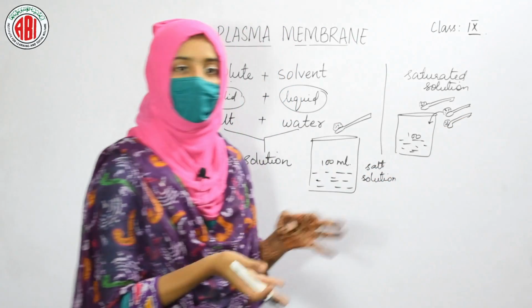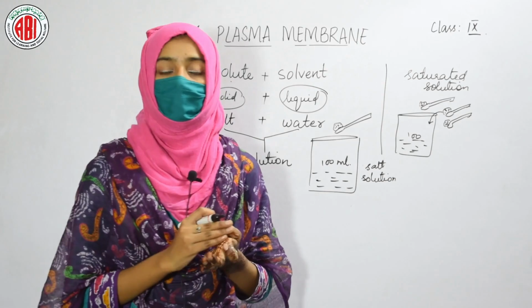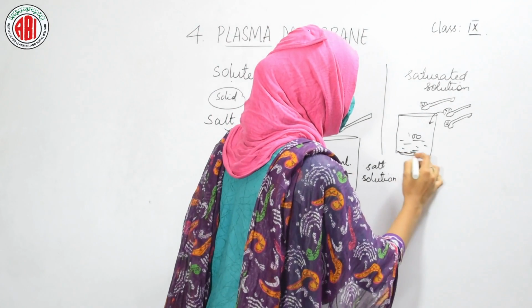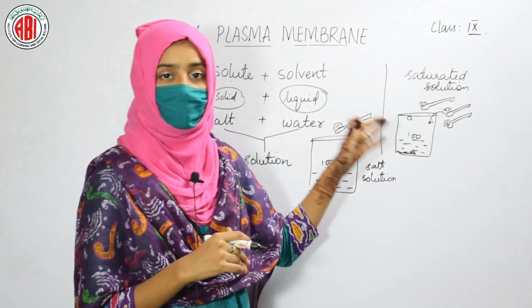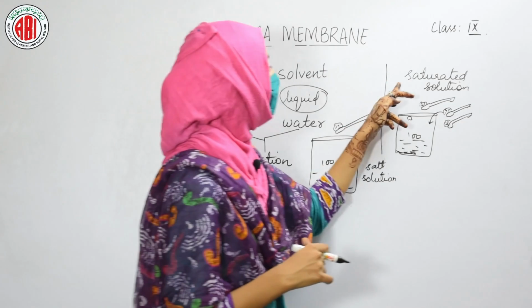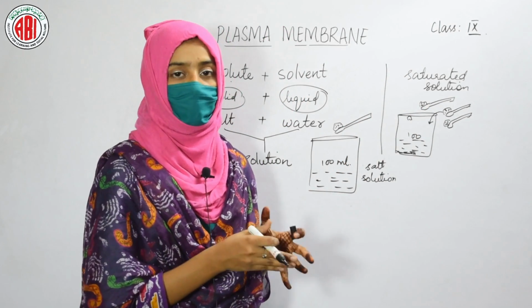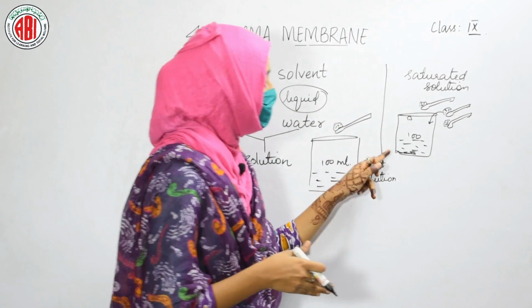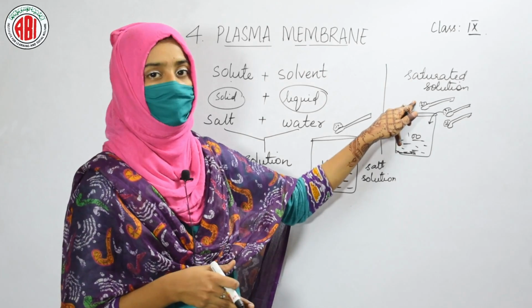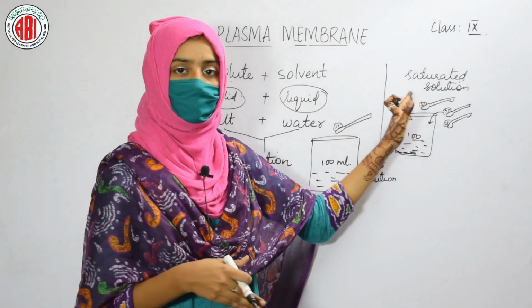We need to add more amount of the solute in this solvent till the solute settles at the bottom. When the solute settles at the bottom, even after stirring, it is not getting dissolved in the solvent, then that type of solution we call a saturated solution. When we add more amount of the solute in the solvent till it settles at the bottom, then that type of solution is called a saturated solution. So this is about the solution and saturated solution.